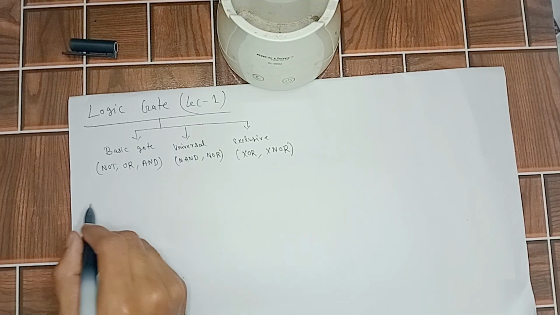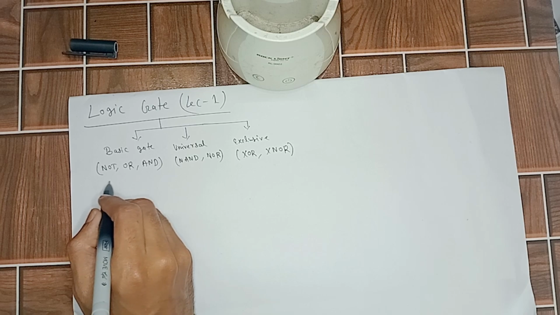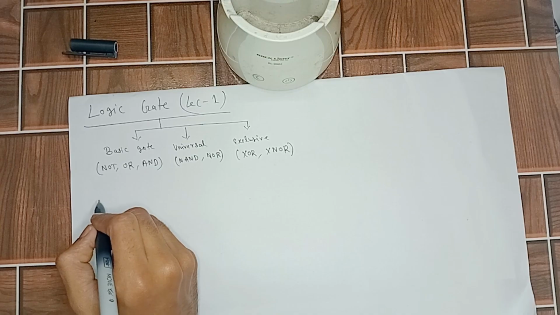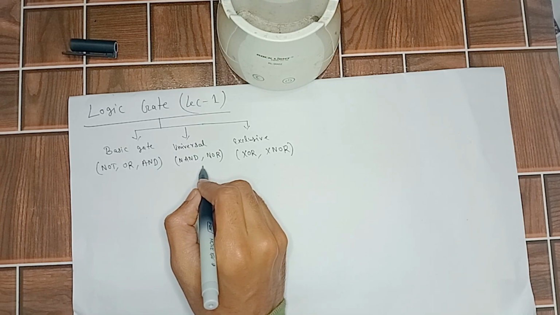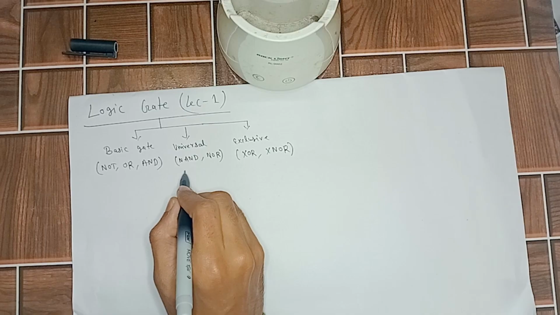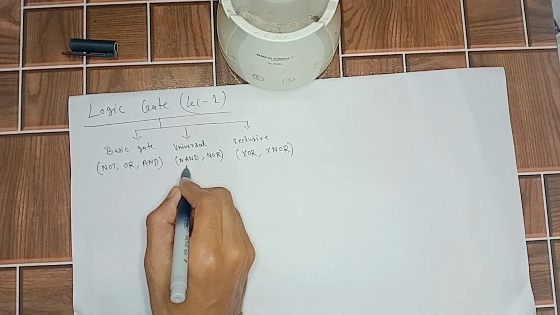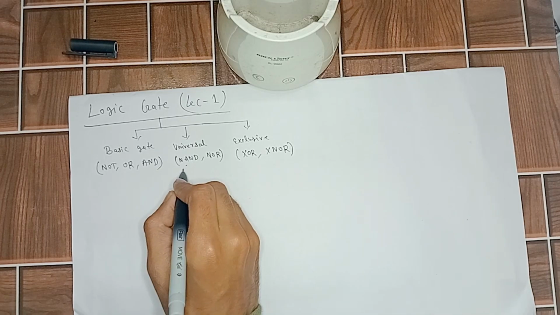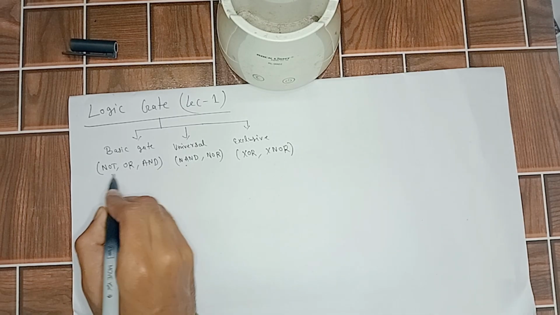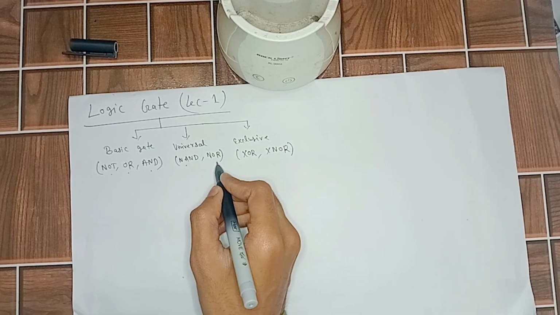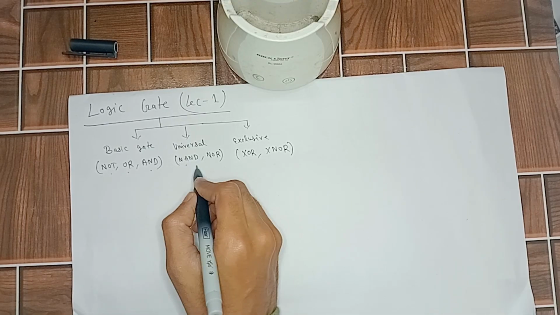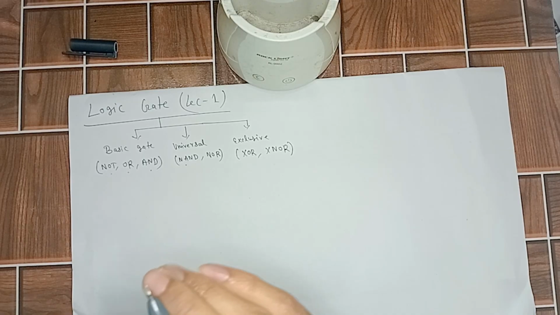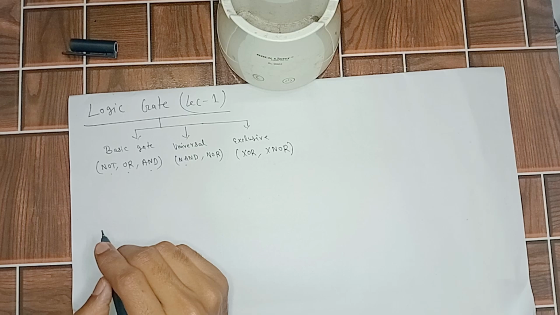Now basic gates are like the most reduced form of the logic gates, and universal are those gates which can be converted to all the basic gates. So we can make a circuit using NAND and we can get NOT or AND. Similarly for NOR, so that's why it's called a universal gate. And basic gates are, I think, the lowest version of the logic gates.